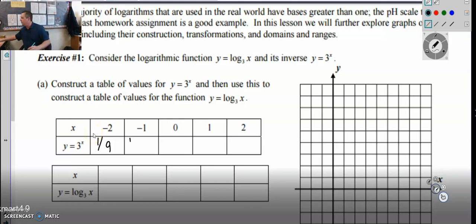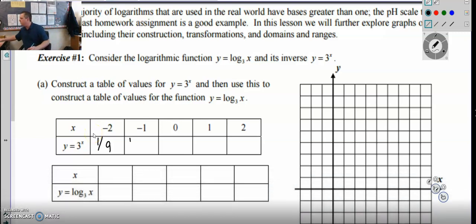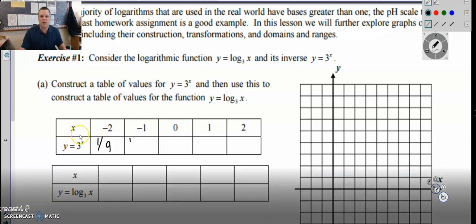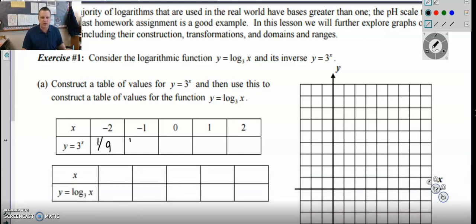So we're talking about logs and graphing logs, constructions, the inverses. So we're on exercise 1. And I already wrote this on the board, so I'm going to talk as I fill in the tables, and you can fill in the tables as you listen.